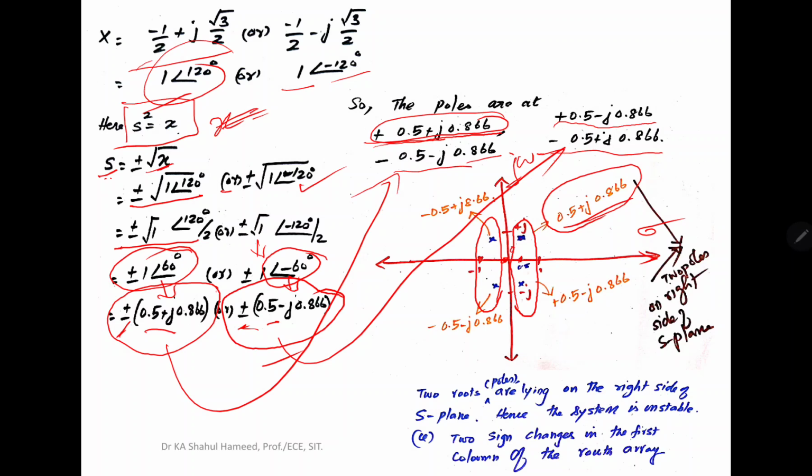Since there are two poles on the right hand side of the S plane, we can conclude that the system is unstable.